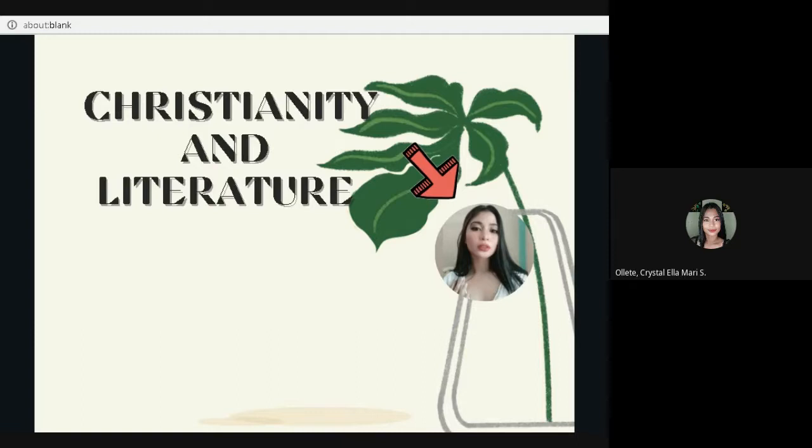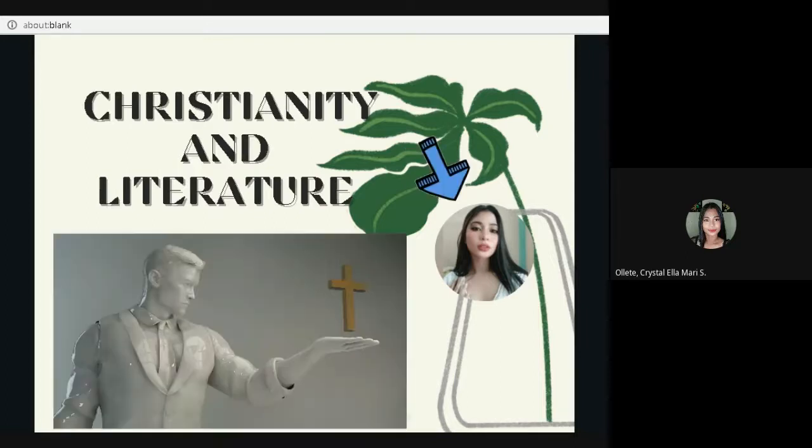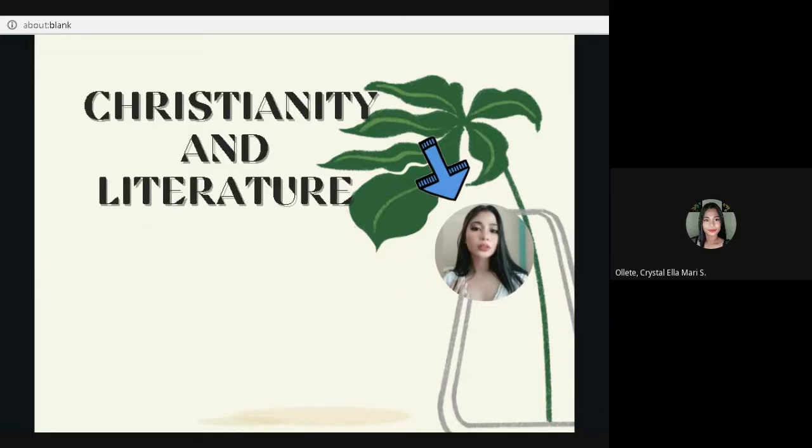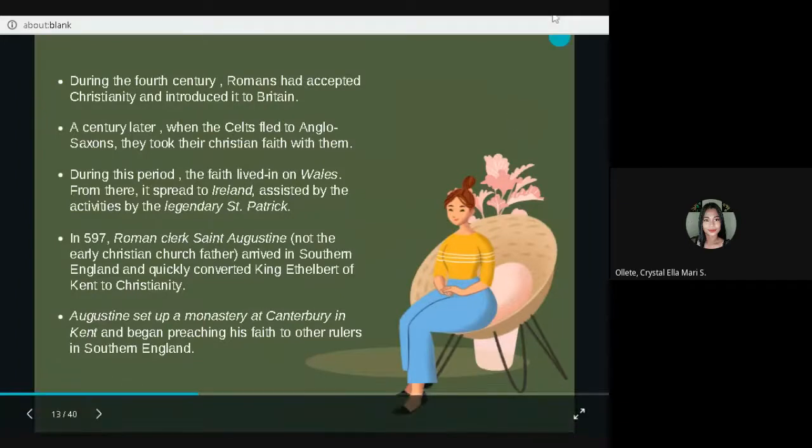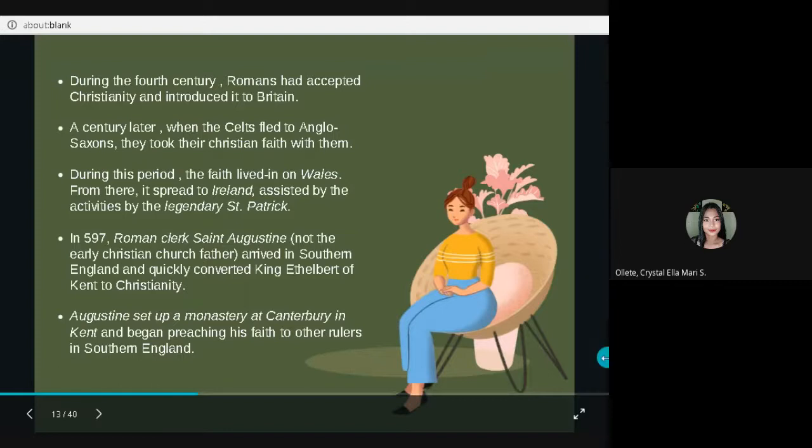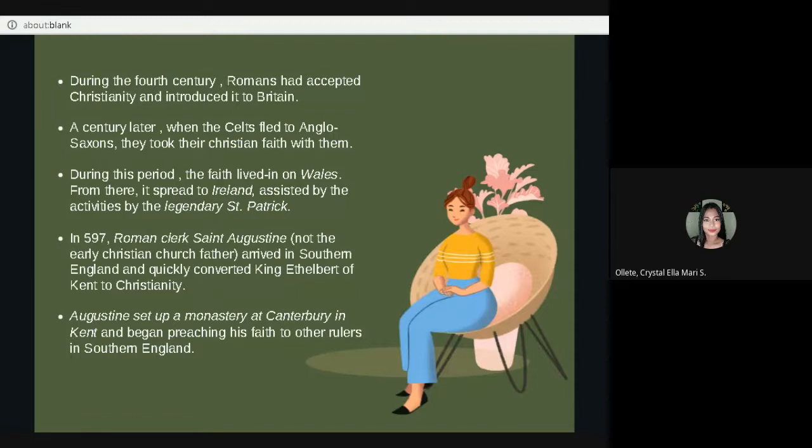From the book po, it says that during the 4th century, the Romans accepted Christianity and introduced it to Britain. And from the internet po, it says that the Roman Empire permitted Christian worship from 313 Anno Domini onwards. During the 4th century, British Christianity grew increasingly evident.